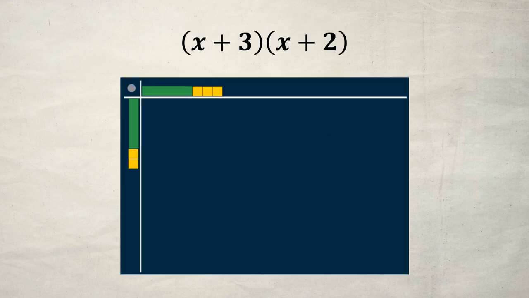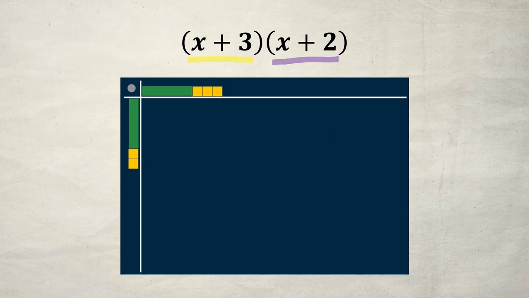Alright, so we are multiplying two binomials. A binomial is something that has two terms. If we look here, x plus 3, x is one term, 3 is another term because there's addition in between. So that's two terms. Over here, we have x plus 2. x is one term, 2 is another term. So that is another binomial, and we're multiplying them together.